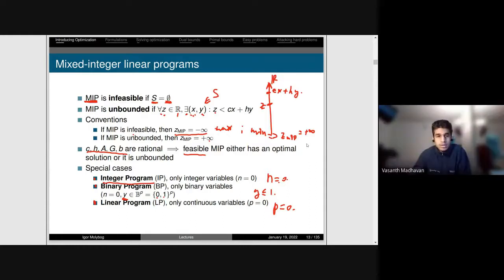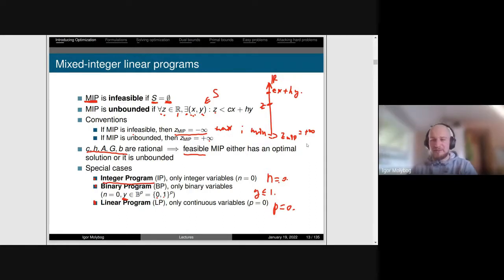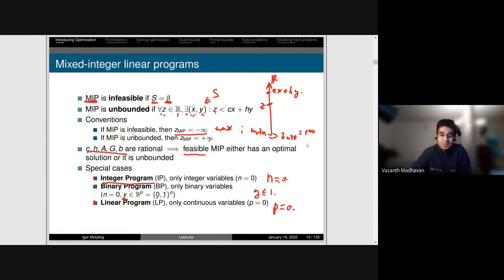I had one question. Wow, that's cool. I'm really excited about this one. Let's go. If data is irrational, does that lead to the mixed integer problem being too complex? Why are we requiring that the data has to be rational?